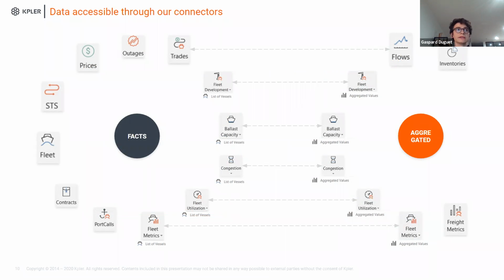On the platform and through the ecosystem, you have access either to facts or to aggregated data. The facts can be the trades, and in our new product, freight, fleet development and all the vessels that make it up. Same for ballast capacity, the congestion, fleet utilization, etc. Everything that you can see on the left. All of those are available across the platforms. A few of them are very specific to LNG, like the price and the outages for the moment. And here we have the flows, the fleet metrics, and the freight metrics. As you can see, there is a relation between the facts and the aggregations. All of them are available across our solutions.